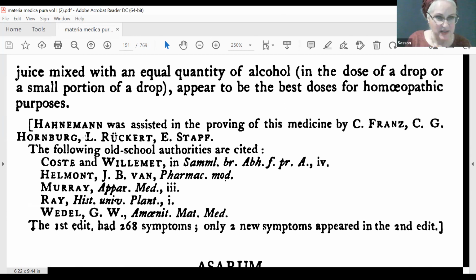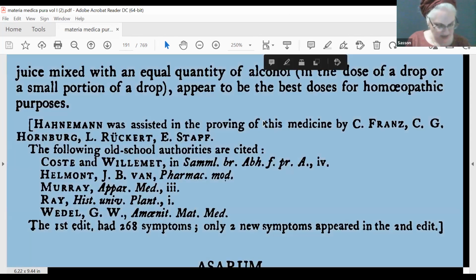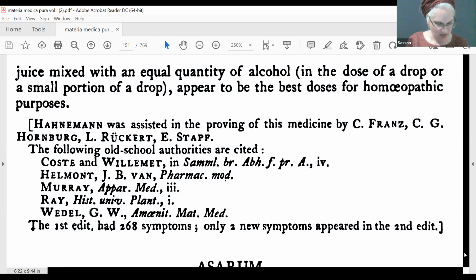And we're not exactly sure who you can see this is. L. Rucker. Okay, then that shouldn't be in a bracket. That doesn't make sense. Maybe there's an error here. Oh, I'm so sorry, guys. I've been coughing too much.